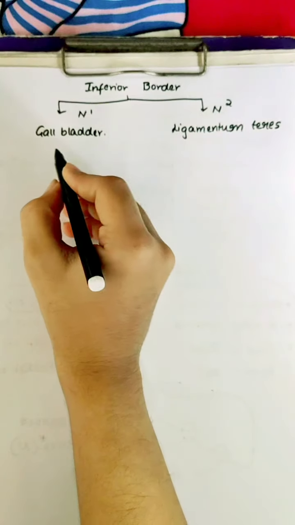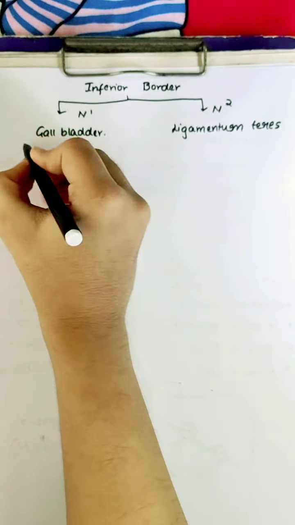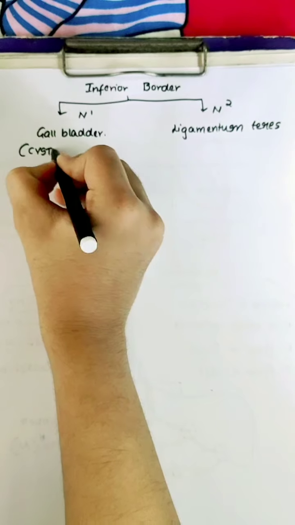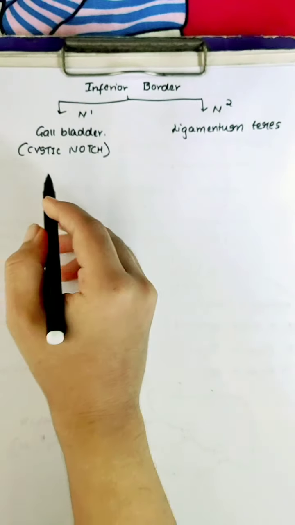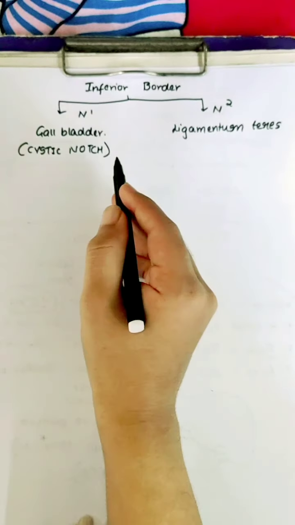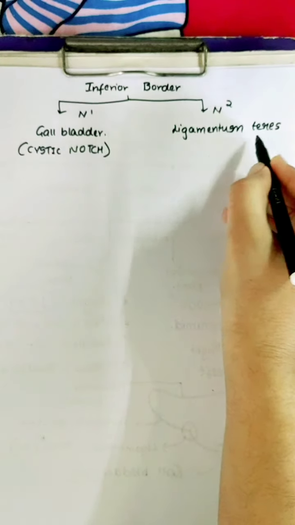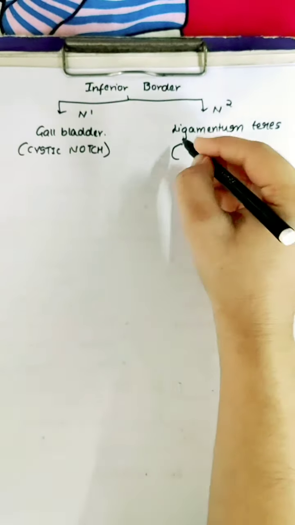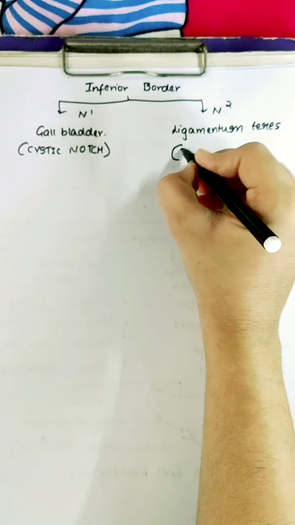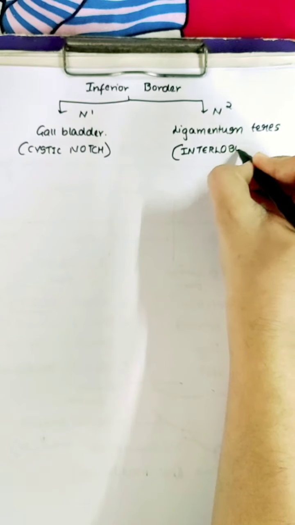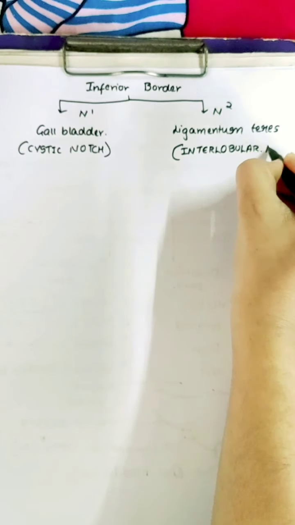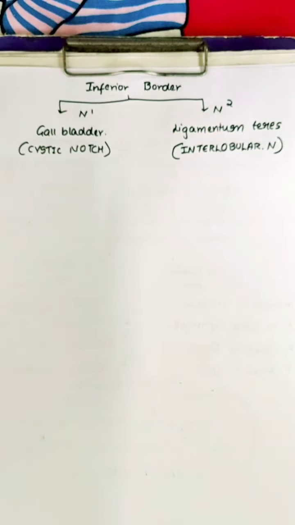So the notch of the gallbladder is also called the cystic notch, because the cystic duct and cystic artery pass through it, whereas the notch for the ligamentum teres is also called the interlobular notch. So there are 2 notches, one for the gallbladder, one for the ligamentum teres.